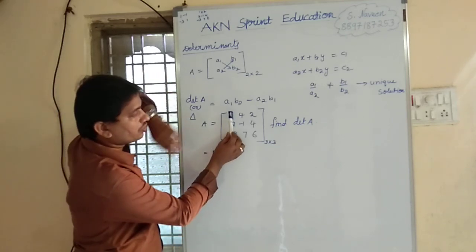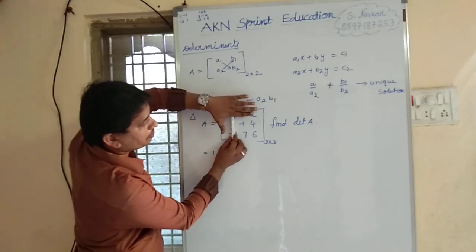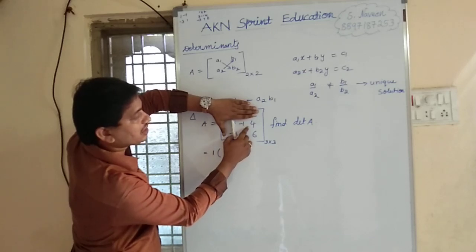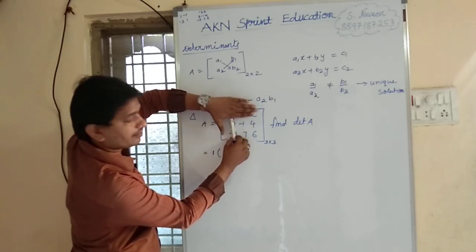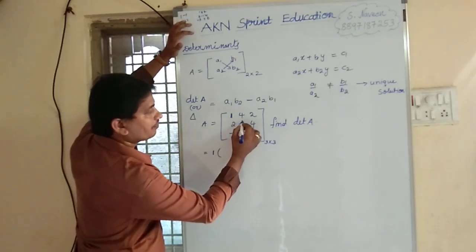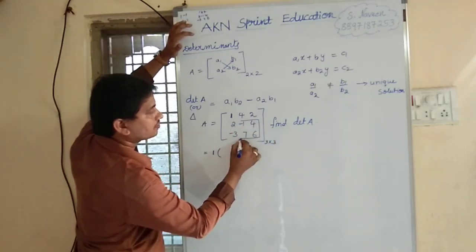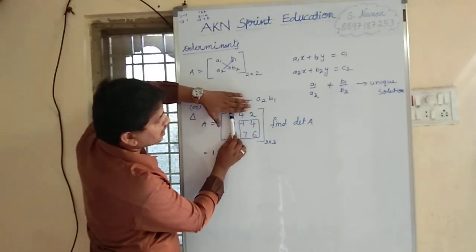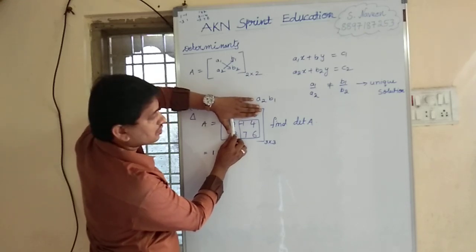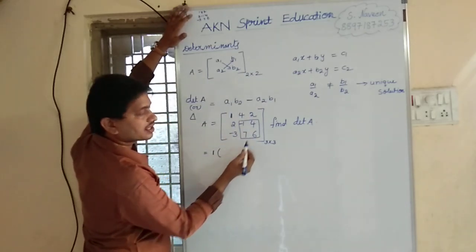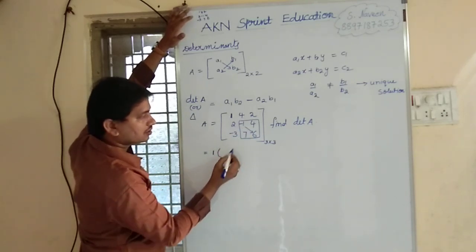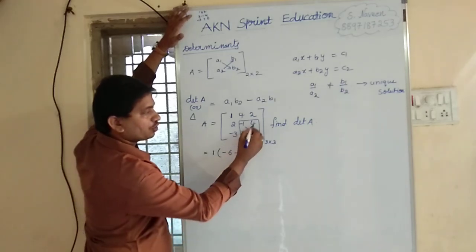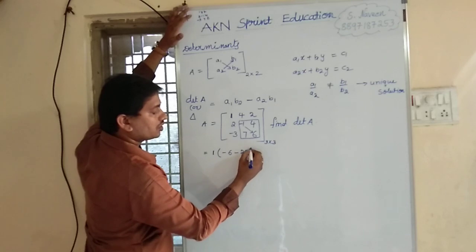So what you have to do, you need to leave that particular column and particular row, children. If we leave the particular column and particular row, what are the remaining elements, children? Minus 1, 4, 7, 6, right? Because we are leaving that corresponding row and corresponding column. So we have minus 1, 4, 7, 6. So minus 1 into 6, that is minus 6, a1 b2, minus a2 b1, 7 into 4, 7 4s are 28, children.